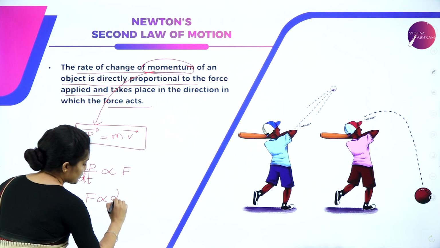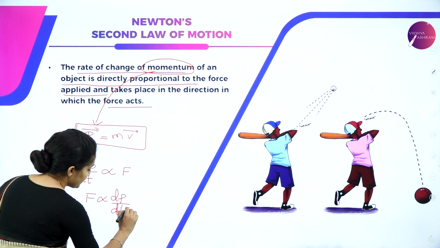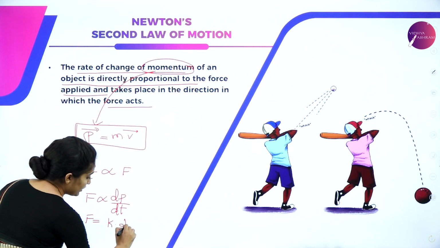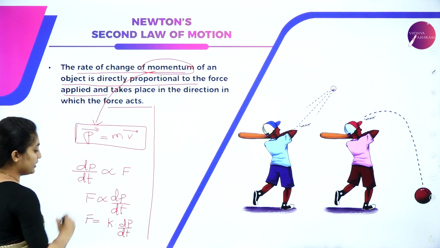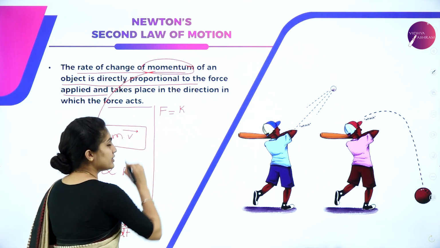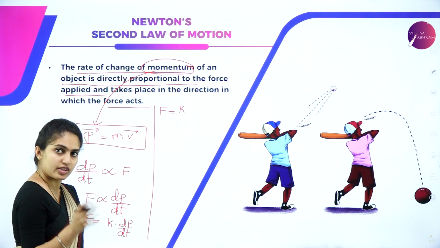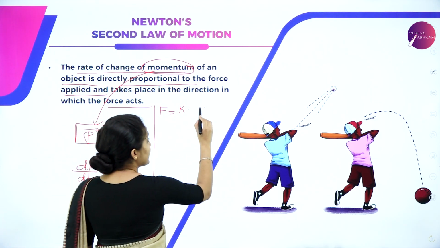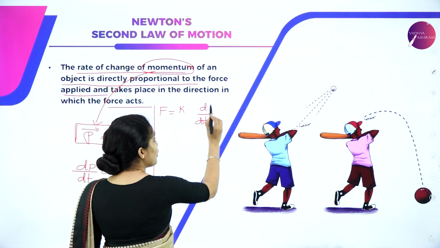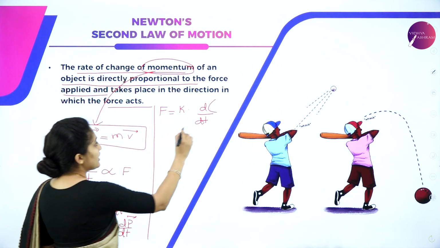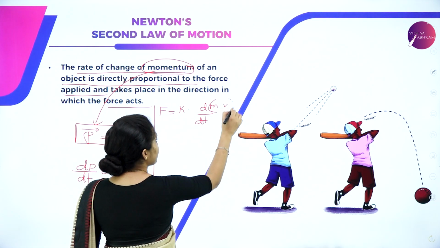Force is directly proportional to the rate of change of momentum. So we have F is equal to K into dP by dt. So how do you equate this? F is equal to K, a proportionality constant, retained as it is. dP by dt is d by dt of P, which is momentum. It's a vector quantity, and momentum is m into v vector.